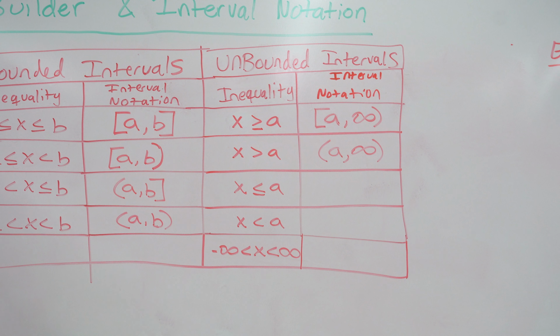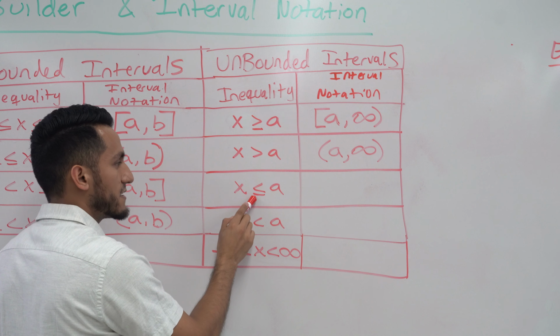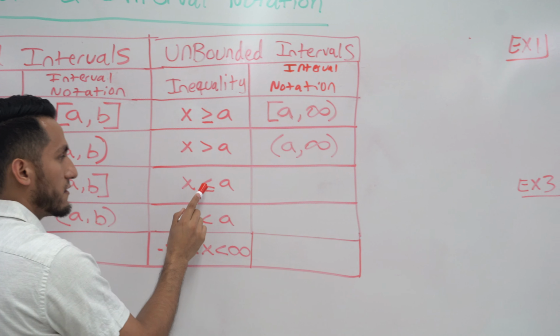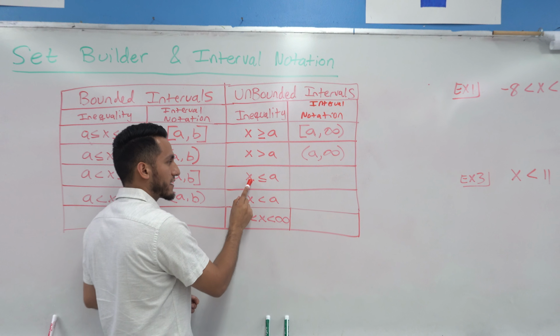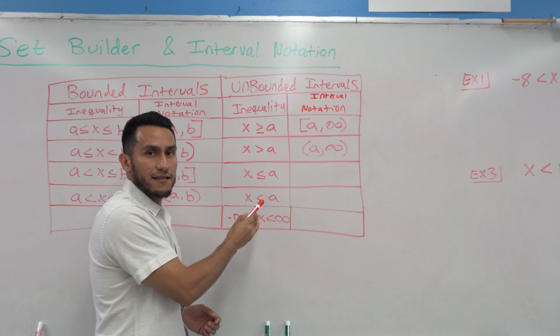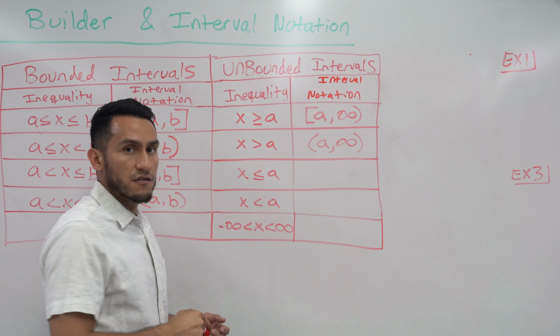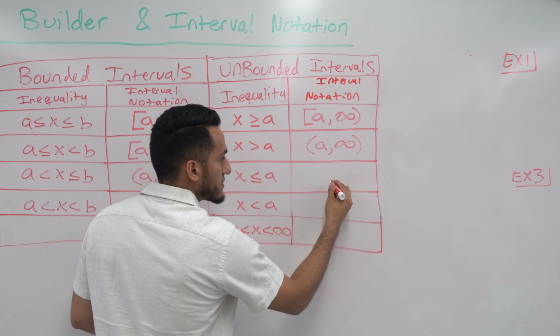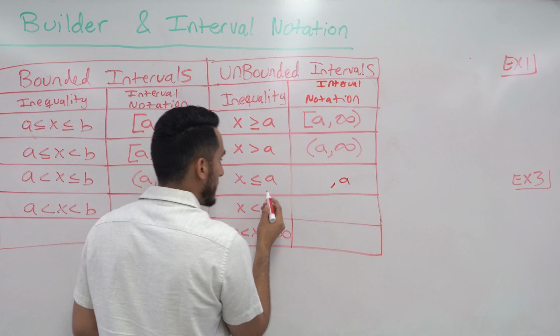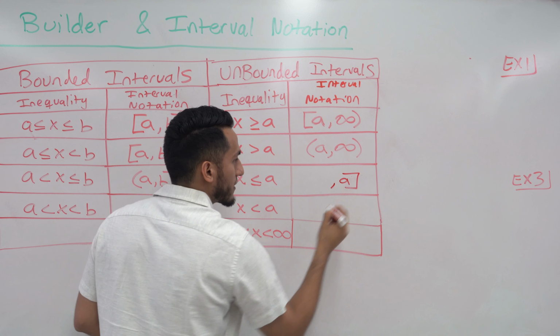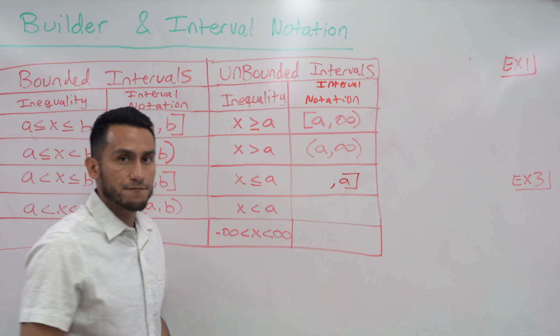Okay. Now the next one says x is less than or equal to a. That means that x can equal a, but it cannot pass a. That makes a the biggest number in here. So because a is the biggest number, a has to go in the back. And a is equal to x, so we use a bracket. But what goes in the front?